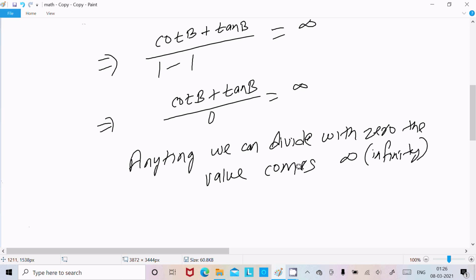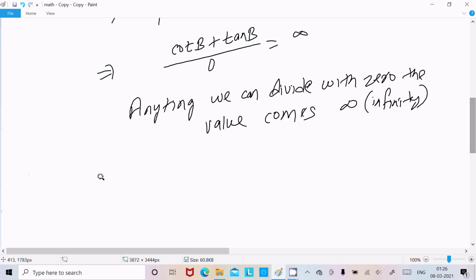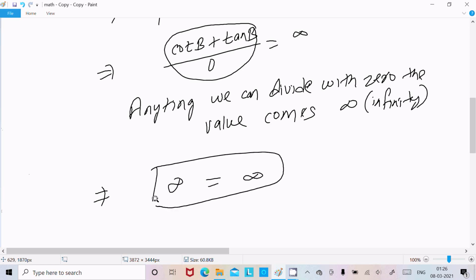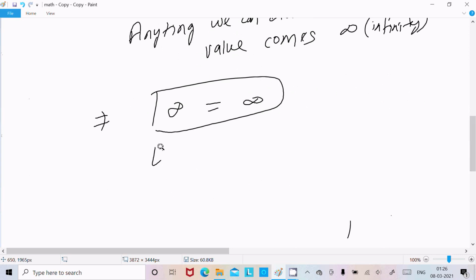Okay, so this thing you can write or leave it. So here this value now comes infinity, here this also infinity, so infinity equal to infinity. So we can write here LHS = RHS. It's proved.